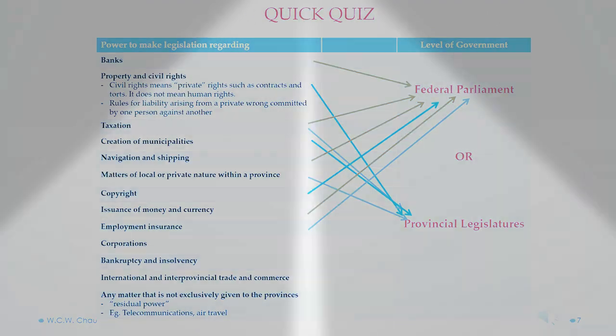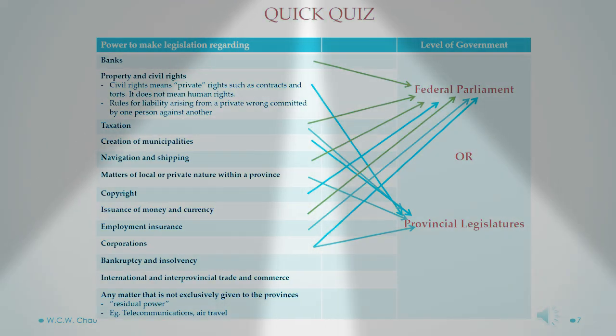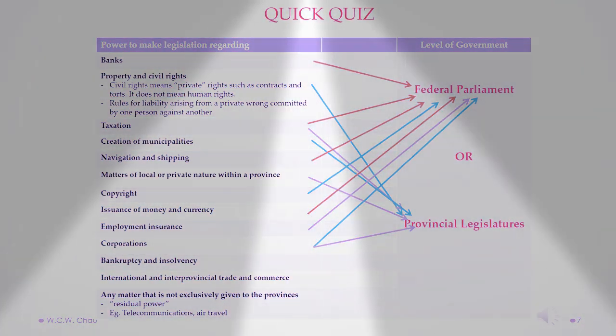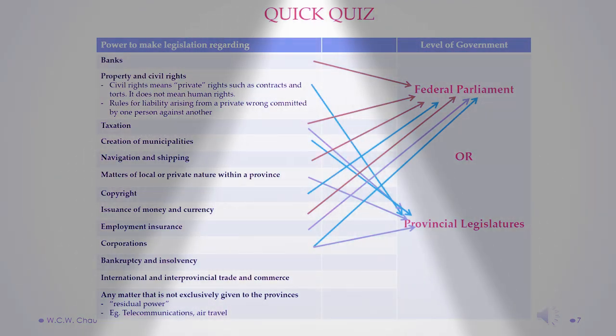Corporations, or more specifically, the laws governing the creation of corporations, belong to both the federal parliament and provincial legislatures. The provincial power is a more obvious one under Section 92.11, the incorporation of companies with provincial objects. The federal power is not so obvious. It arises from Section 91.2, the regulation of trade and commerce.